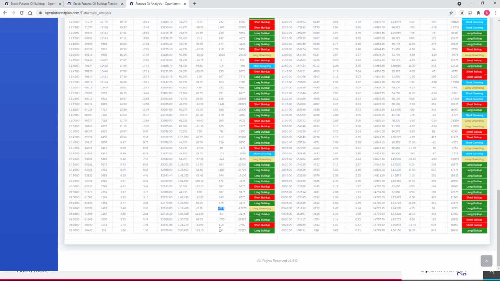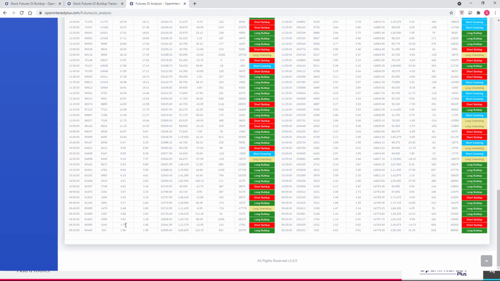Somebody who bought it here, or somebody who had purchased on the previous day, had closed out and booked their profit, that is long unwinding. Whenever the volume is less, that is the time when I try to stay away, or for example, instead of looking at volume, what I look at is the OI change percentage.